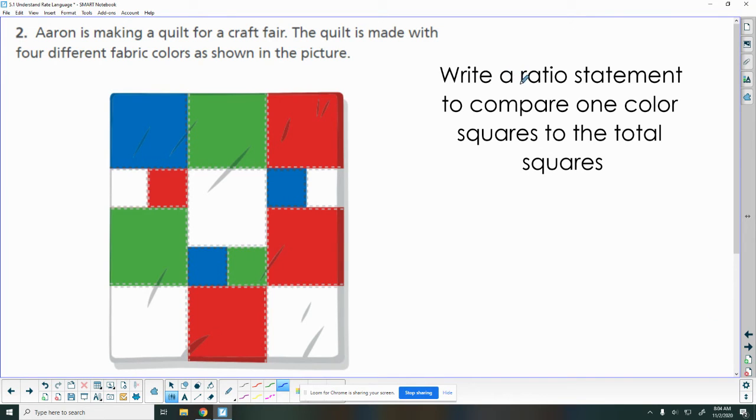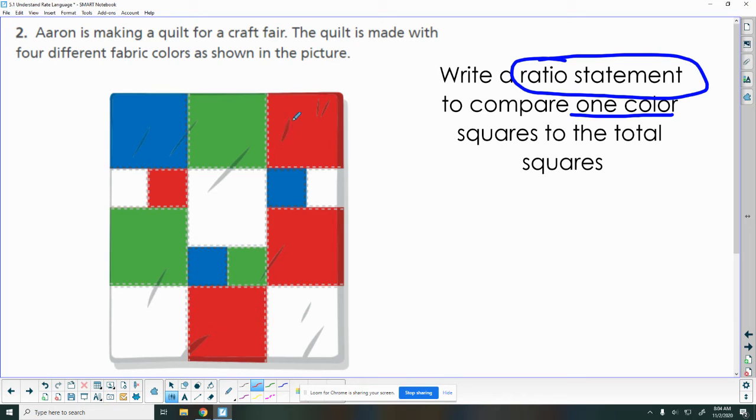So now we're going to write a ratio statement that compares any one color to the total. First, I just want you to pick a color. Maybe you're going to pick green or red or blue or white. I don't care which one you pick, and count that color of squares. And then you need to count all the individual squares, big and small. Each one counts as 1. And see if you can write a ratio statement. That means you're just writing a sentence about the numbers of them. So go ahead and try that out.